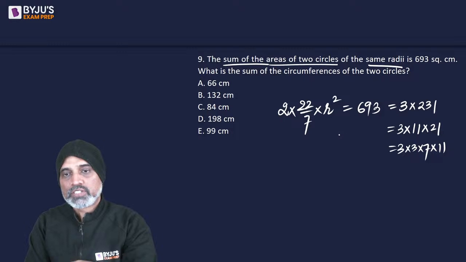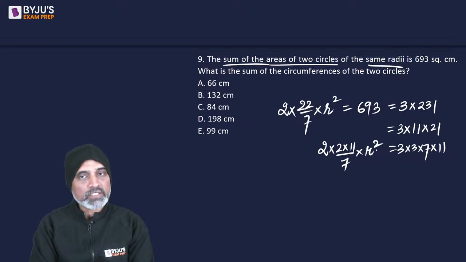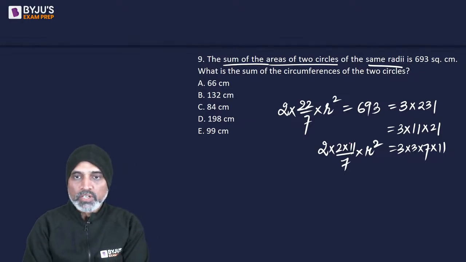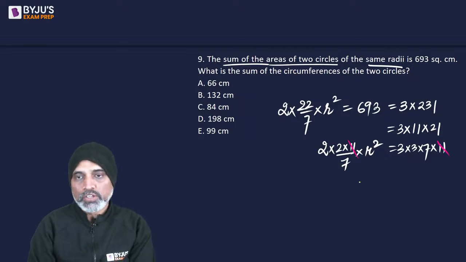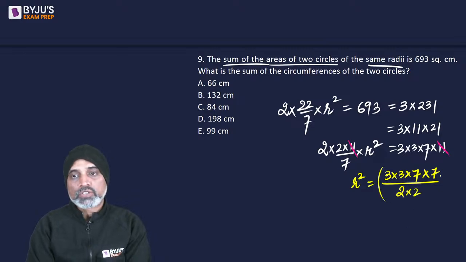मैं वापस इधर नीचे लिख देता हूँ. 2 into 11 by 7 into r square. So right, this is what is given. Now the only number that will cancel out will be 11. So if you solve here, your r square is going to be 3 into 3 into 7 was there already on the right hand side. You get another 7 and those two 2's will come in the denominator. So this is r square.